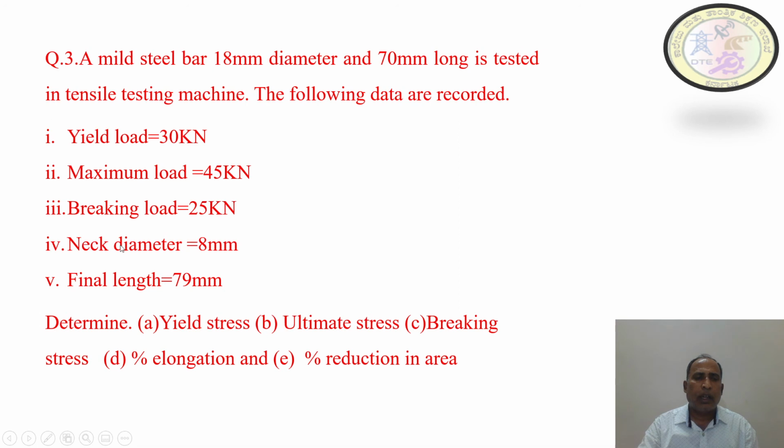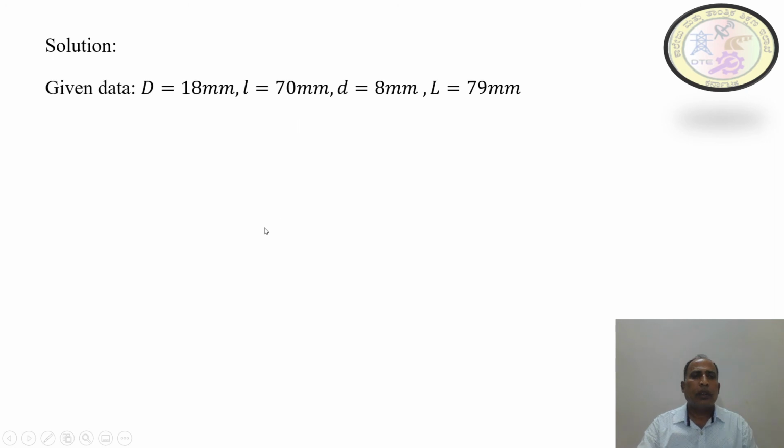And neck diameter is 8 mm. So by using this neck diameter, we can calculate the area at the breaking failure, or the area at the point of breaking the specimen, and final length is 79 mm. So therefore original diameter D is equal to 18 mm, the original length is 70 mm, the neck diameter is 8 mm and the final length is 79 mm.